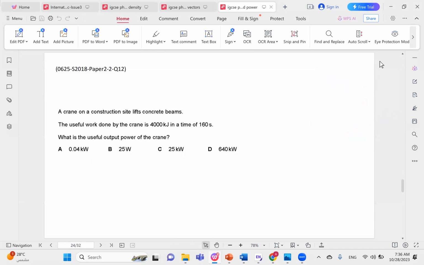A crane on a construction site lifts concrete beams. The useful work done by the crane is 4,000 kilojoules in a time of 160 seconds. What is the useful output power of the crane? Now, remember that K stands for kilo, and kilo means you have to multiply by 1,000. So power equals work over time, and this is equal to 4,000 kilojoules, which is basically times 1,000 joules, over the time of 160 seconds.